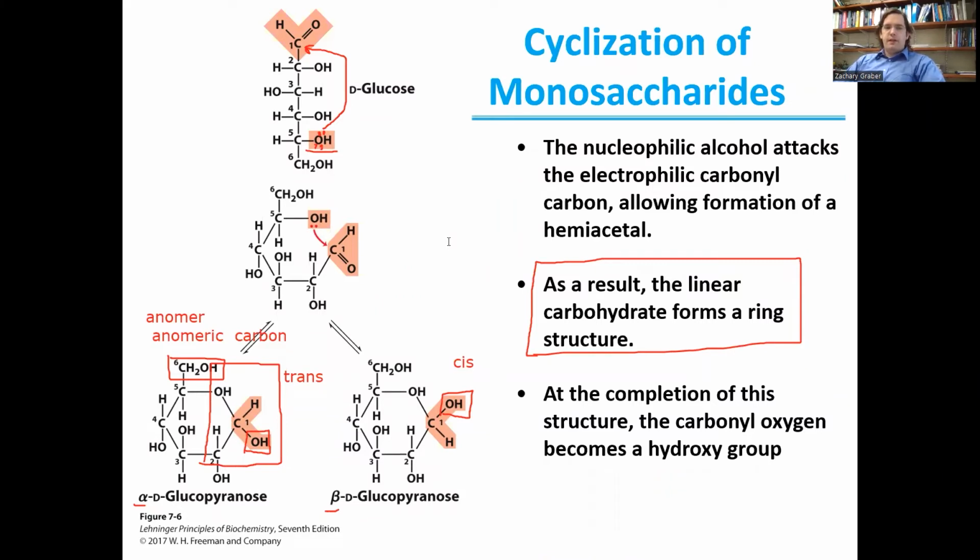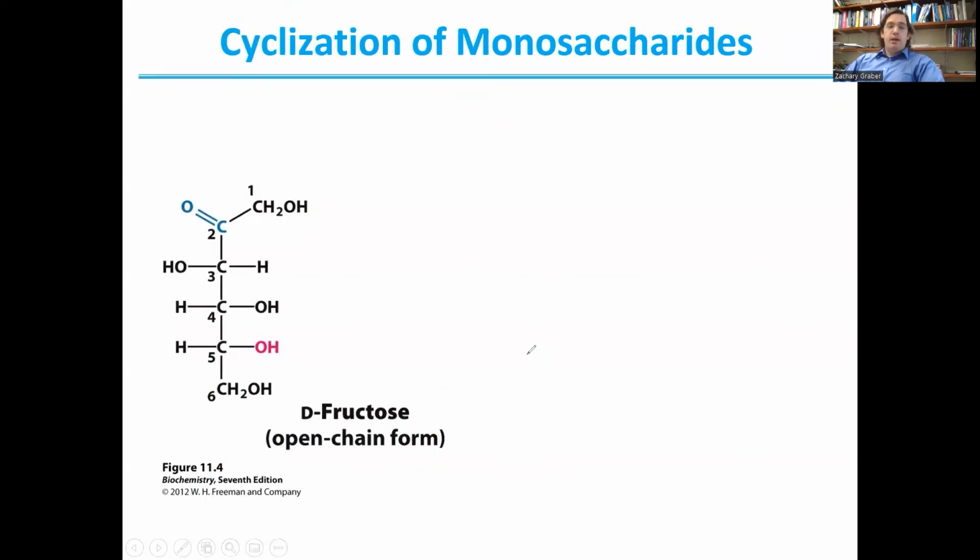So not only does the cyclization change the shape of our sugar, but it also creates a little bit of extra complexity by adding on a new chiral center. Now, of course, since all of our sugars have alcohols and carbonyl functional groups, this sort of cyclization can occur for essentially any of our monosaccharides.